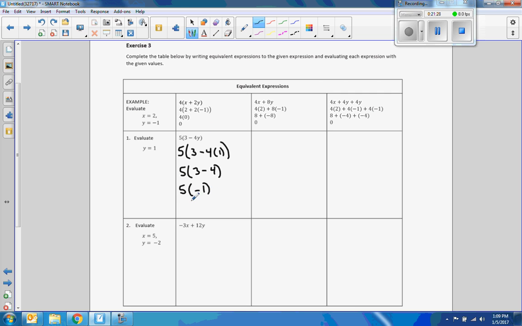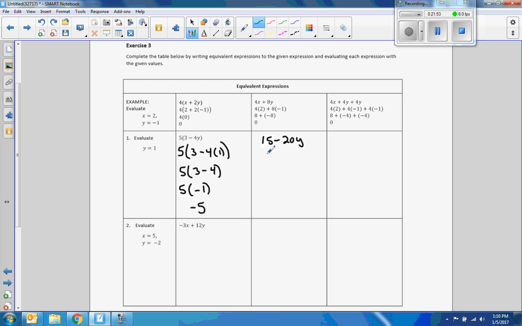And then 5 times negative 1 is negative 5. Okay. Equivalent expressions of this one now over here. All they did was distribute 4x plus 8y. So if I distribute this, I would have 15 minus 5 times 4y, which is 20y. Okay, so there's our distributed expression.